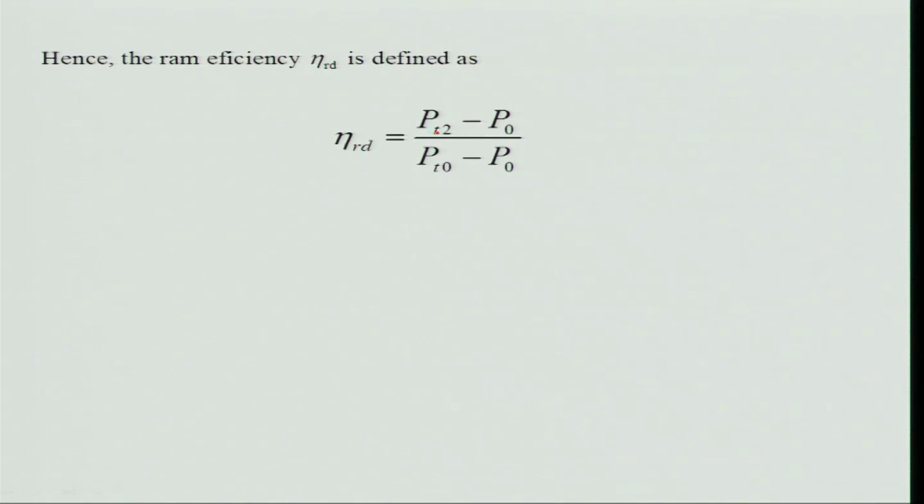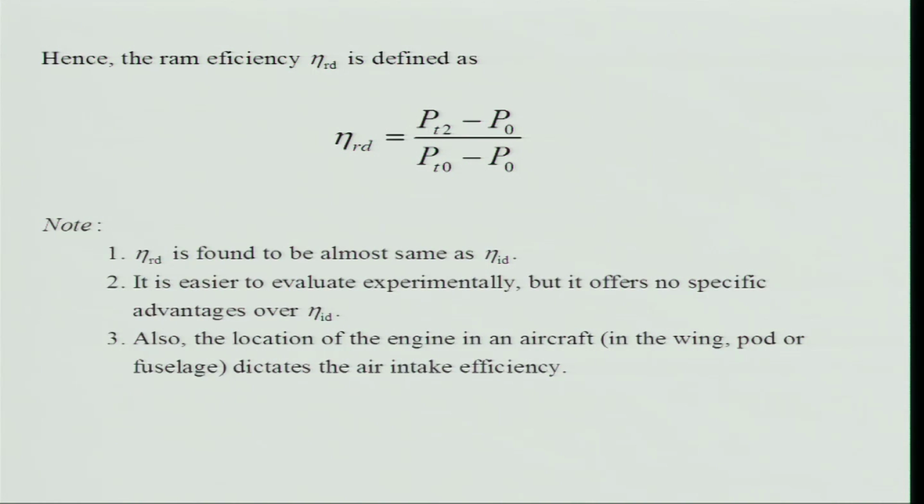ram efficiency is defined as basically, that is why ram efficiency eta r d is P T 2 minus P naught divided by P T naught minus P naught. Keep in mind that this is not pi, this is eta, okay. Of course, one can convert into the P T, and this eta r d is found to be almost same as eta d, but is not same, I mean it is approximately same.